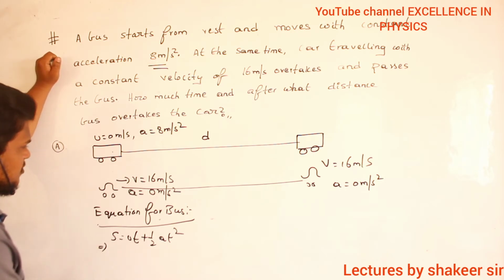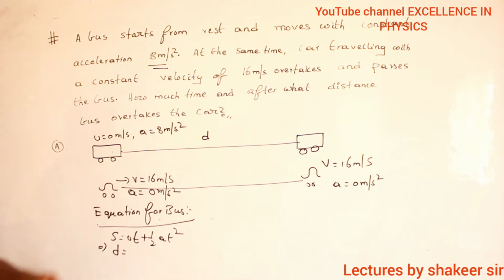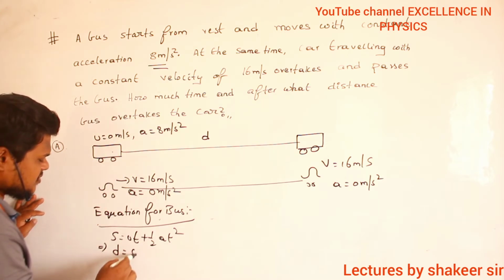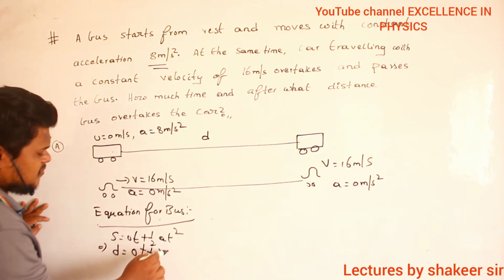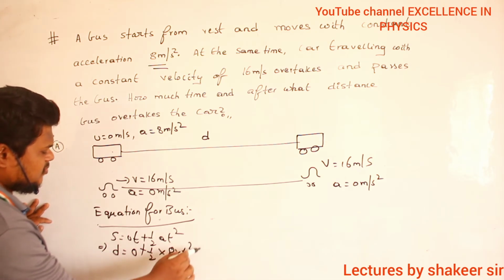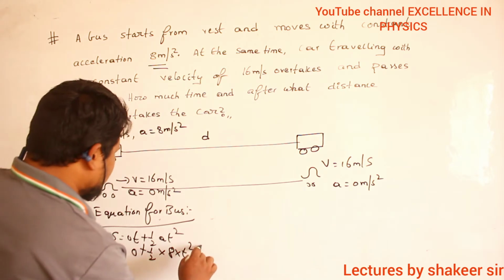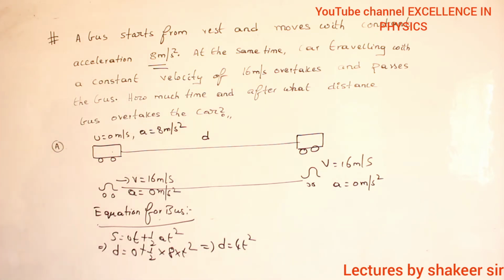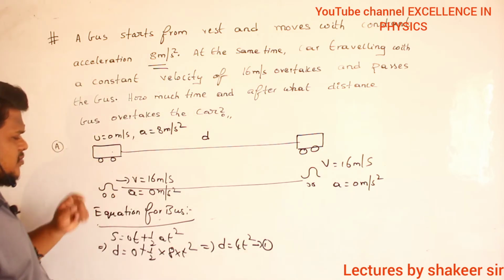So displacement is how much? That I don't know. Let that distance be d. What is the initial velocity of the bus? The initial velocity of the bus is 0, plus half into the acceleration of the bus, which is 8, into time taken, which I don't know, t square. So what is my first equation? The first equation is d equals 4t square. Clear now? Similarly, you write one equation for the car also.